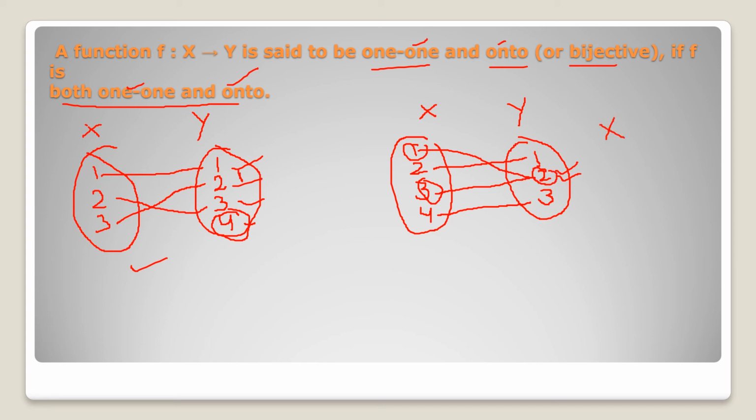And what about onto? 1 has pre-image, yes, that is 2. 2 has pre-image, yes, it has 2 pre-images, 1 and 3. 3 has pre-image, yes, 4 is the pre-image. So this function is onto but not 1-1. So again this will not be a bijective function. Why? Because this is onto but not 1-1.